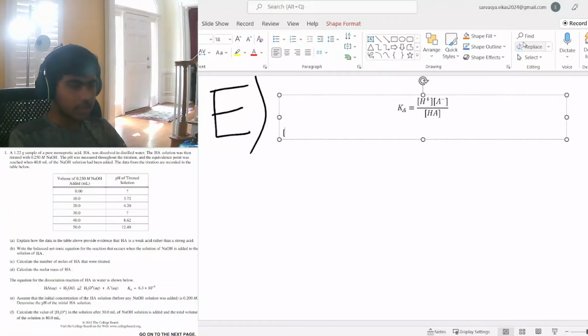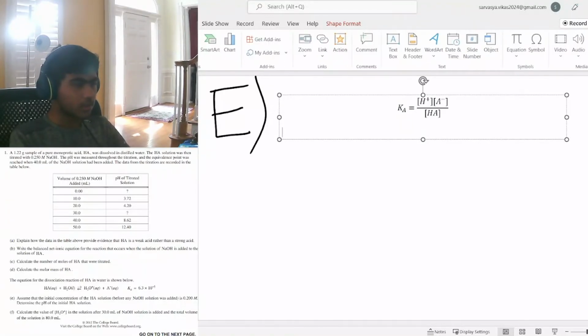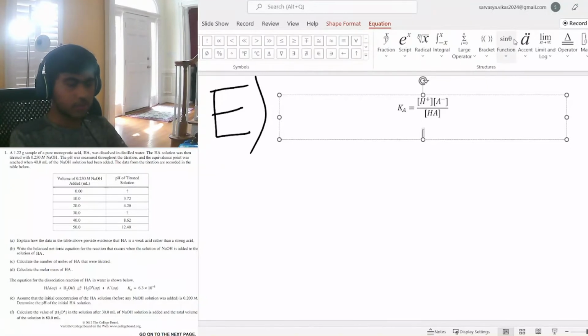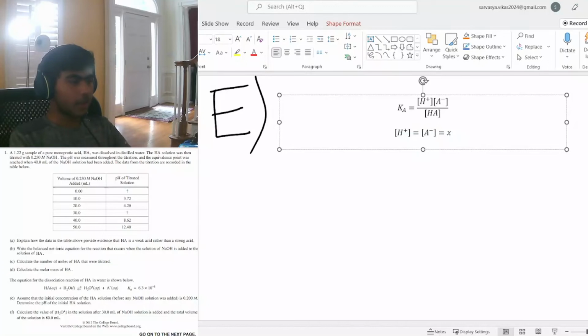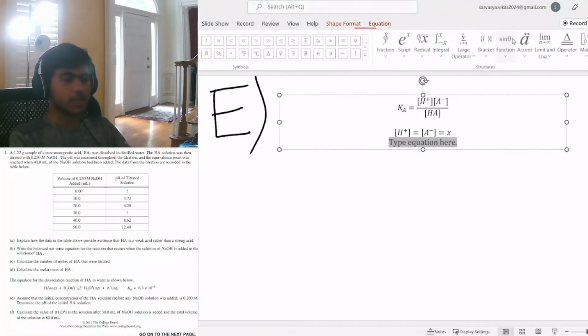So if we set H plus as X, well, H plus and A minus are going to have the same concentration, since for each H plus we create one A minus. That's going to be equal to X. And then we know that HA starts at 0.2 molar, so that's going to be 0.2 minus X.